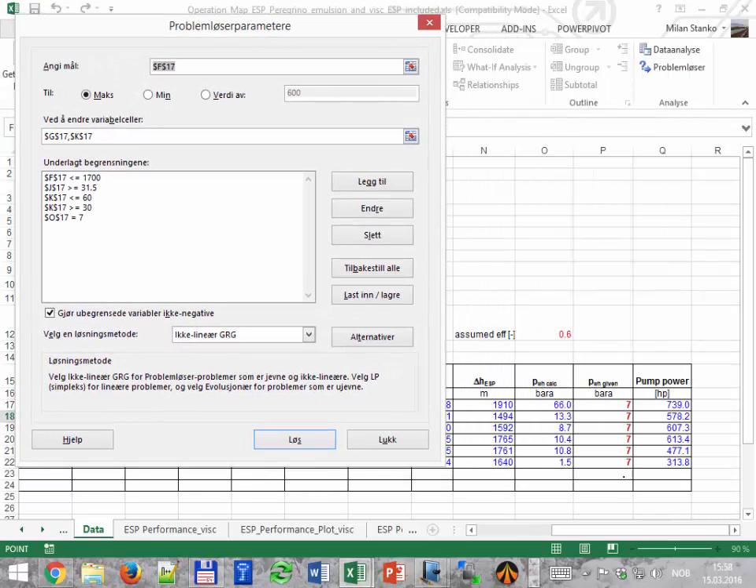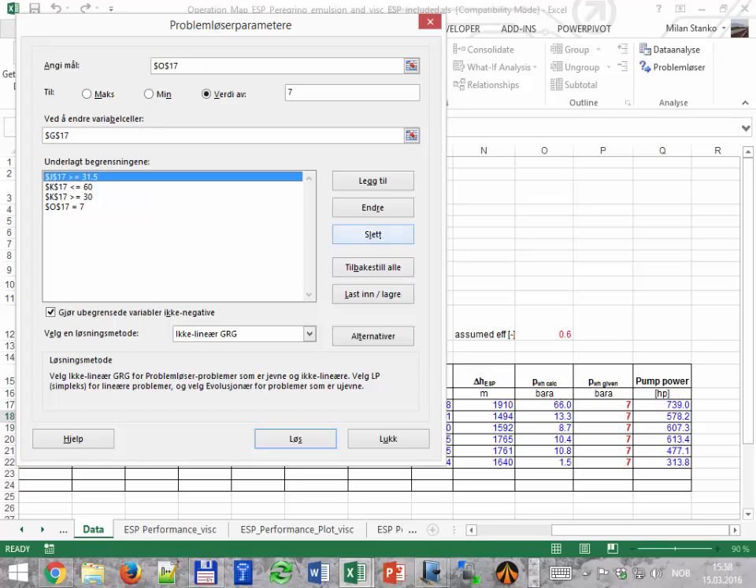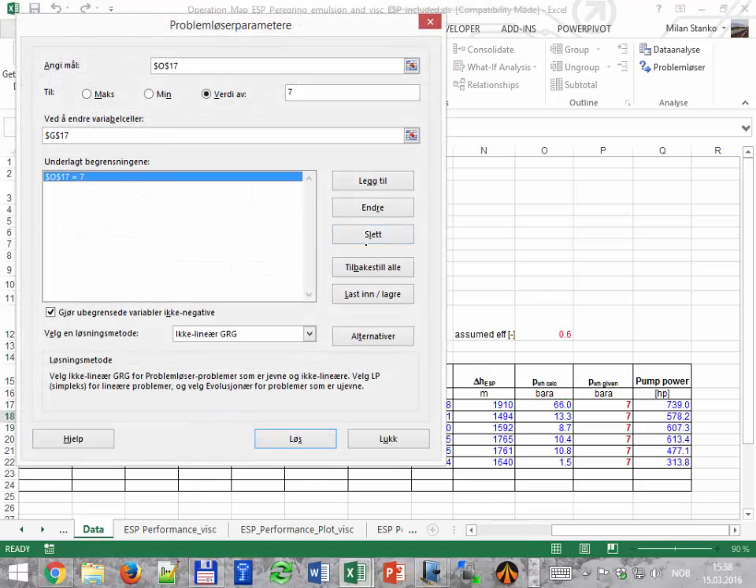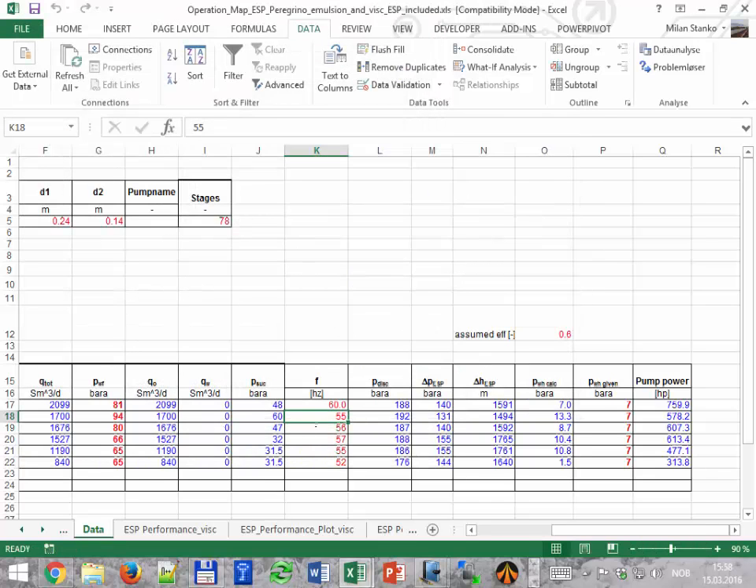And then I just use the solver to say, solver, please take this value to 7, by changing flowing bottom hole pressure. Then I don't have any constraint on the rate, it doesn't make sense. Suction pressure also doesn't make sense. Frequency doesn't make sense because I'm not changing it. Just like that? I think so. And here I calculate that for 60 hertz, I will be producing exactly 2100 standard cubic meters per day. And the suction pressure is still above the bubble point pressure.